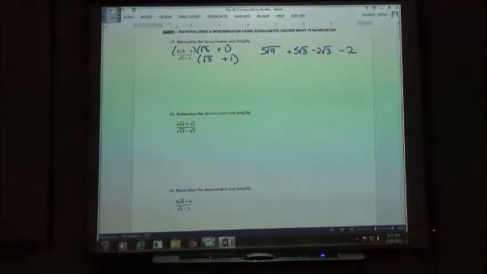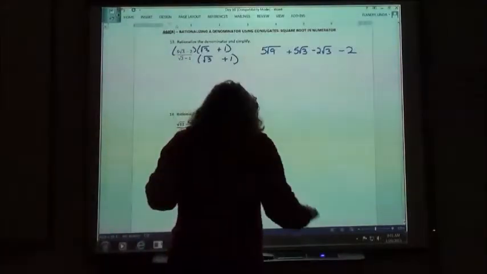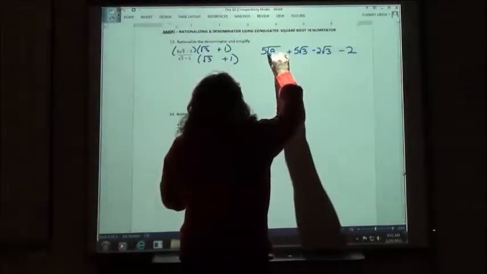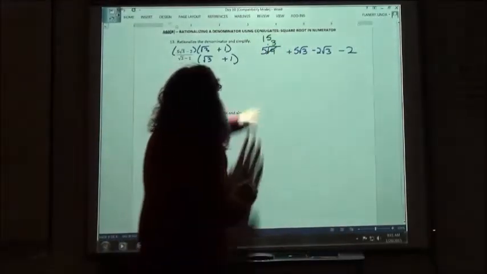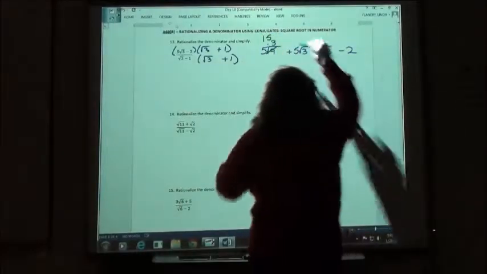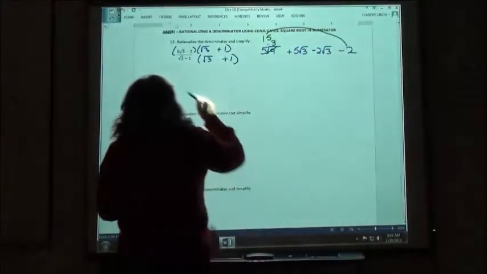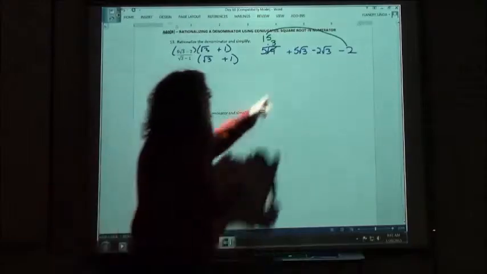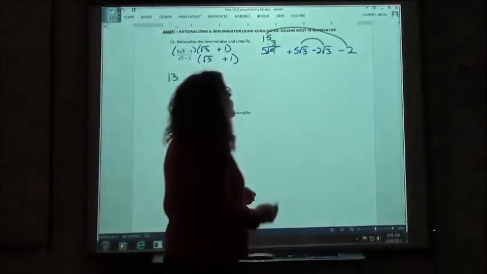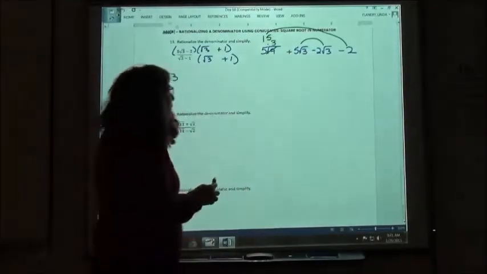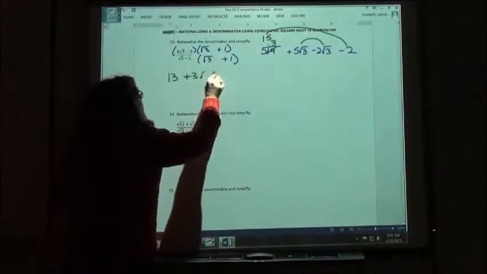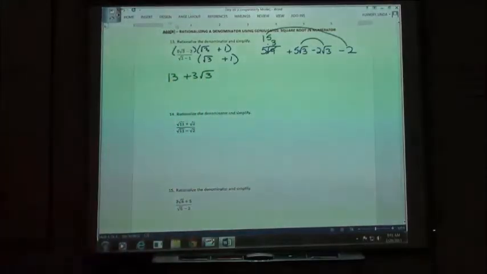So on the top, looking at that, to try to simplify it, I have the square root of 9 that I can simplify. The square root of 9 is just a 3. So 5 times 3 is 15. So I've got 15 minus 2. 15 minus 2 is going to give me 13. And then I've got a 5 square root of 3 minus a 2 square root of 3. I'm just going to do the front numbers. 5 minus 2 is 3. So I get plus 3 square root of 3. So I rewrote the top over here after I combined all my terms.